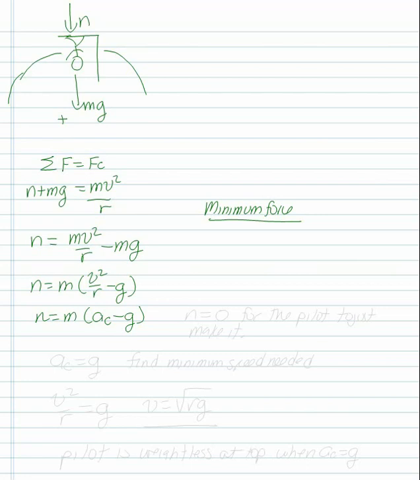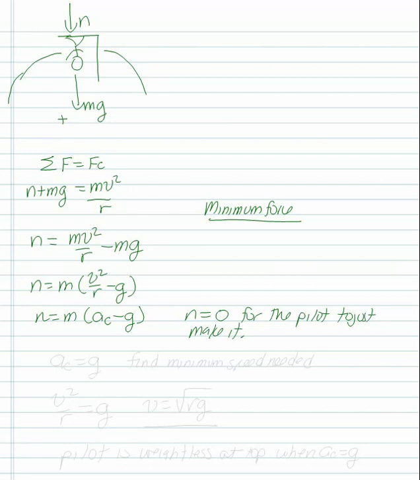So if we don't want the water to fall out of the bucket, there's probably a certain speed needed for the trick to work. Well, we can analyze it by looking at the minimum force. For the trick to just barely succeed, for it to barely make it, what literally is going to happen is N is 0 for the pilot to just make it. Or in this case, gravity is the only thing keeping the person in a circle.